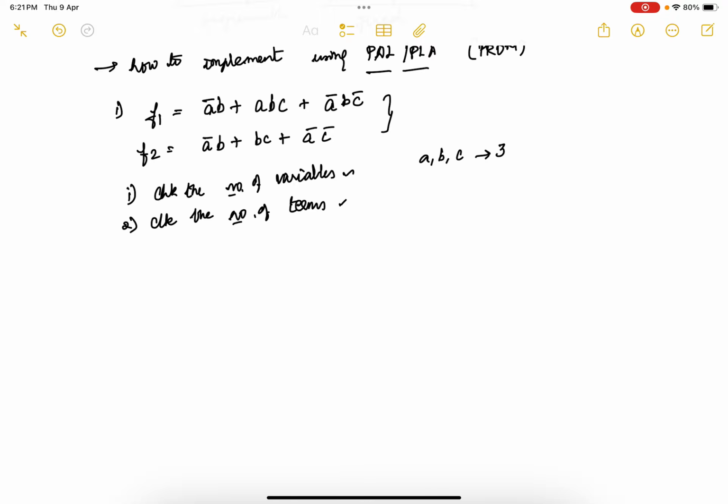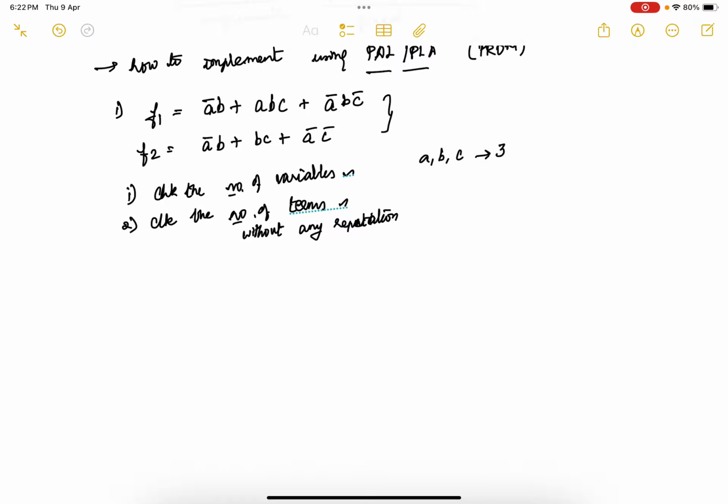And the second thing is the number of terms. Each product in the expression is one term. For example, AB is considered as one term, BC is one term, and A bar B is one term. So if you check this expression, how many terms do we have, such that the number of terms is counted without any repetition? That is the more important point.